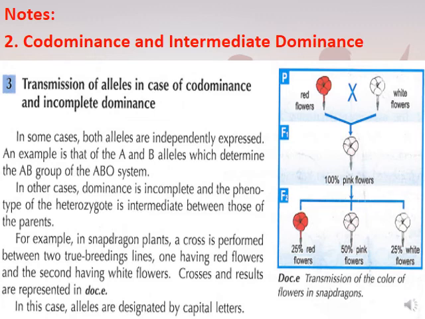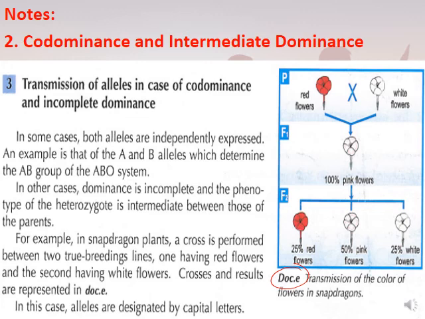In other cases, dominance is incomplete. Incomplete dominance means that we have the case of intermediate dominance. For example, in snapdragon plants, a cross is performed between two breeding lines, one having red flowers and the other having white flowers. The crosses and the results are obtained in document E. So what will happen, and how can we determine that this is the case of incomplete dominance? Here we have red flowers, and the parents are pure.